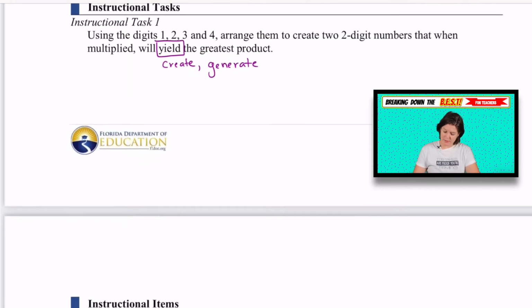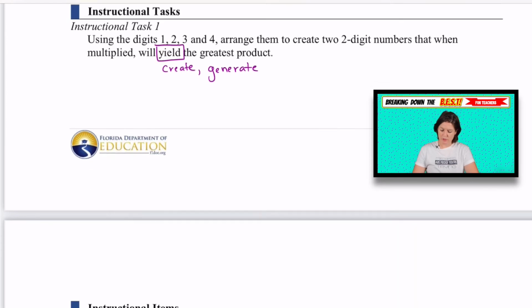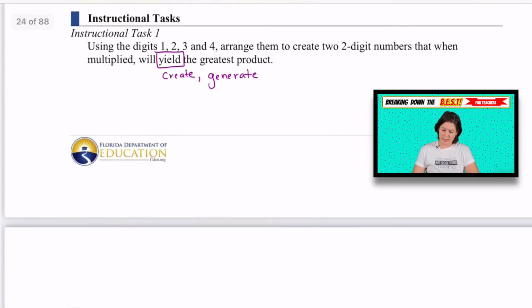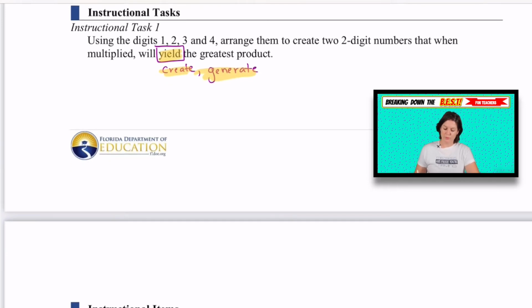Here are some examples that they gave for an instructional task and instructional items. I just jotted down a note here that yield in this case meant to create or generate. So using those numbers to create or generate the greatest product.